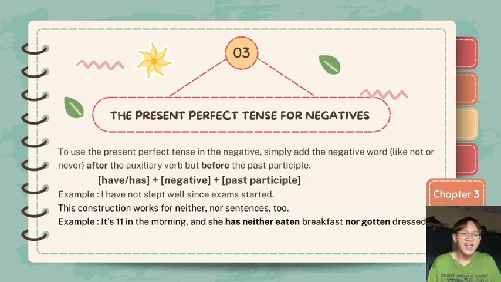For example, I have not slept well since exams started. This construction works for neither or no sentences too. For example, it's 11 in the morning and she has neither eaten breakfast nor gotten dressed.